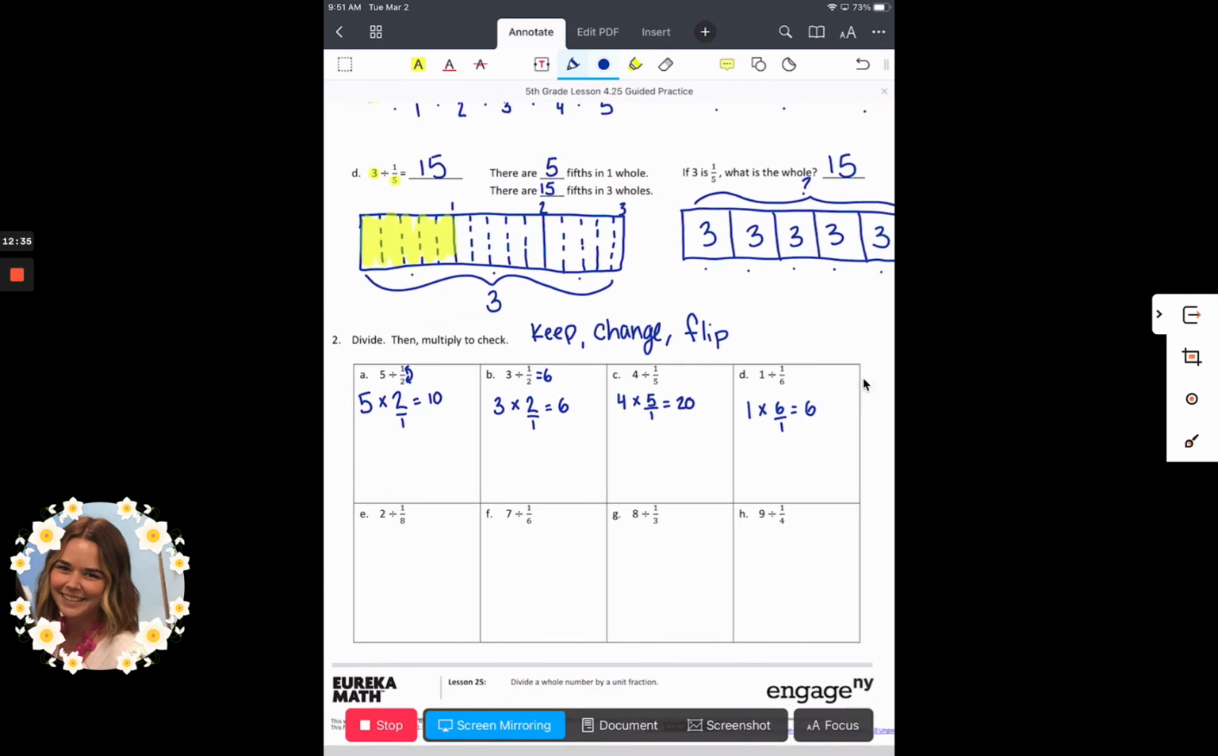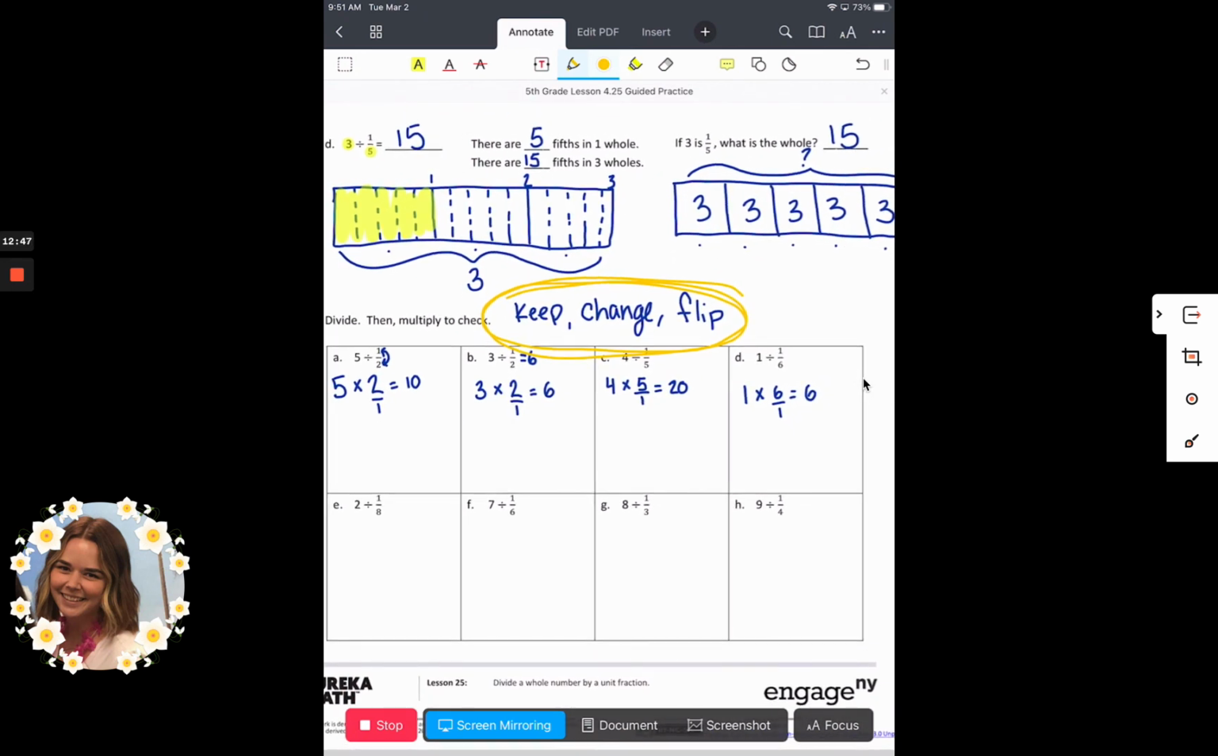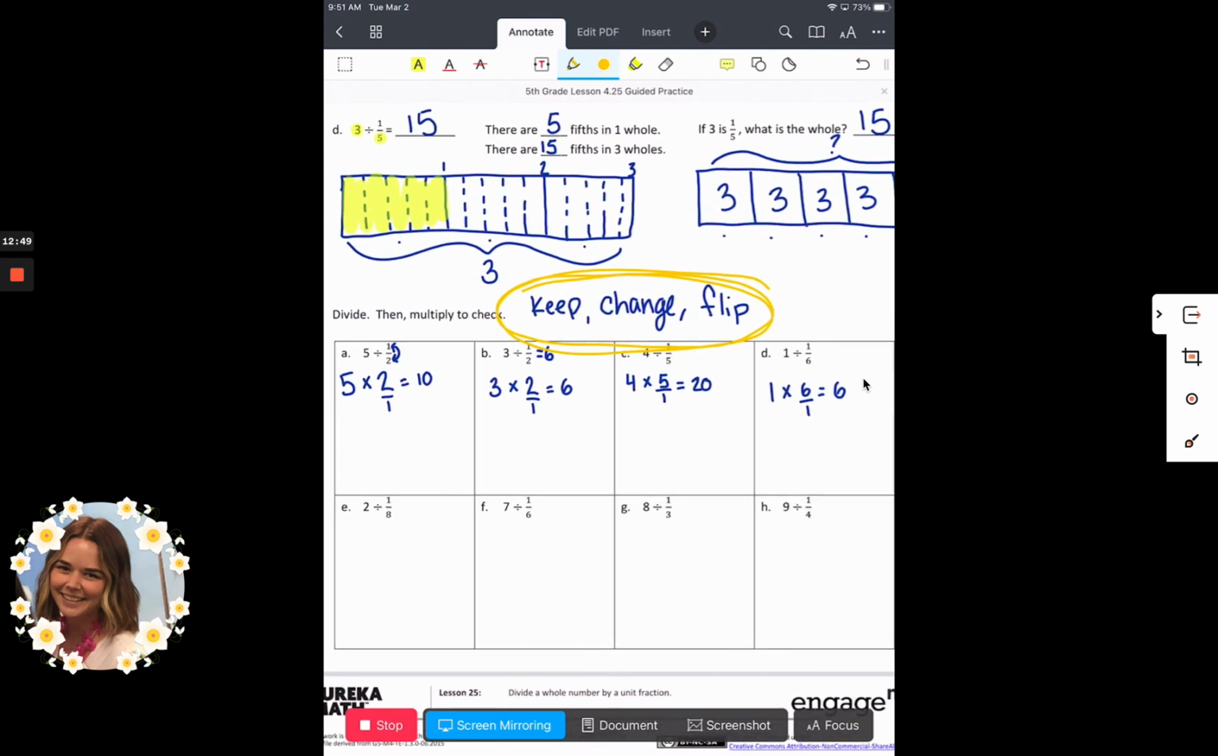So keeping that in mind, keeping this keep, change, flip in mind, I want you to go ahead and try E, F, G, and H. You can pause here and try those 4, and then you can pop back in to check your answers when you're done. So for E, we keep the 2, change to multiplication, and flip our 1/8. And we're left with 16.